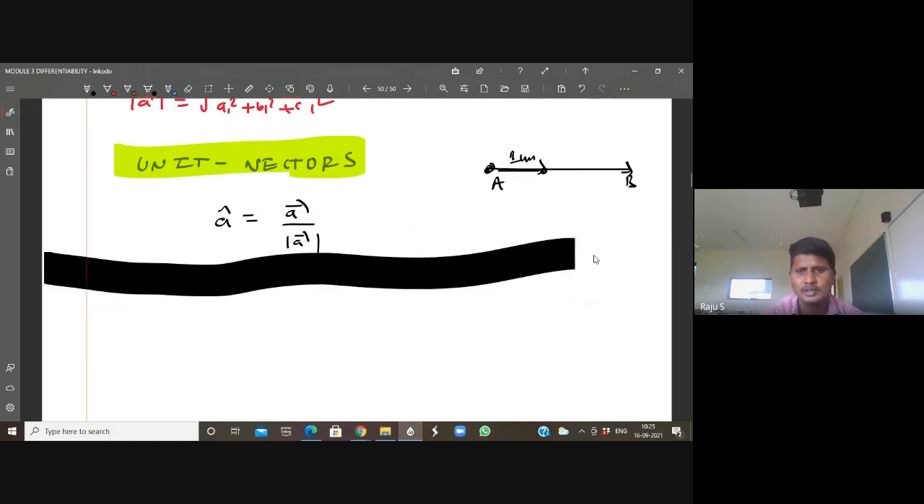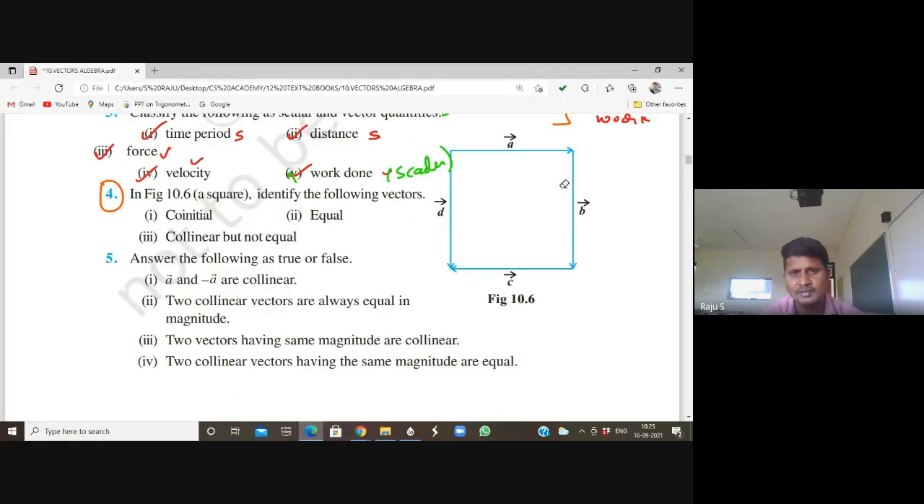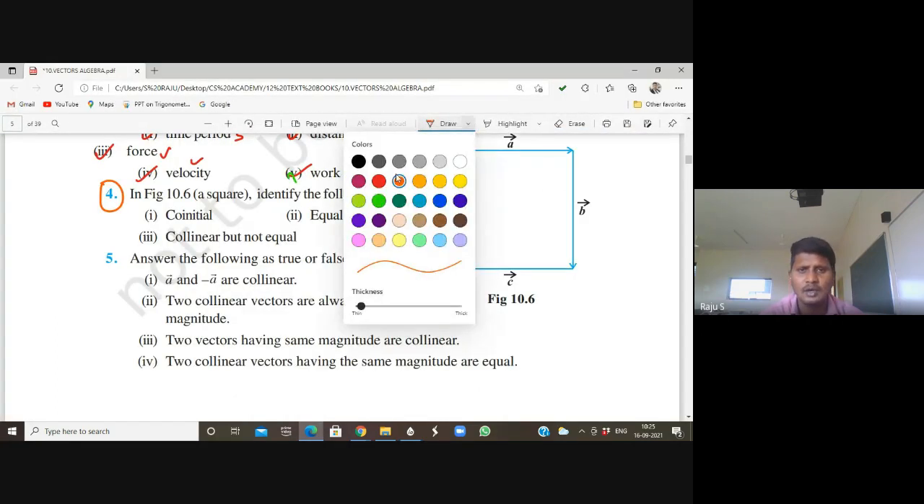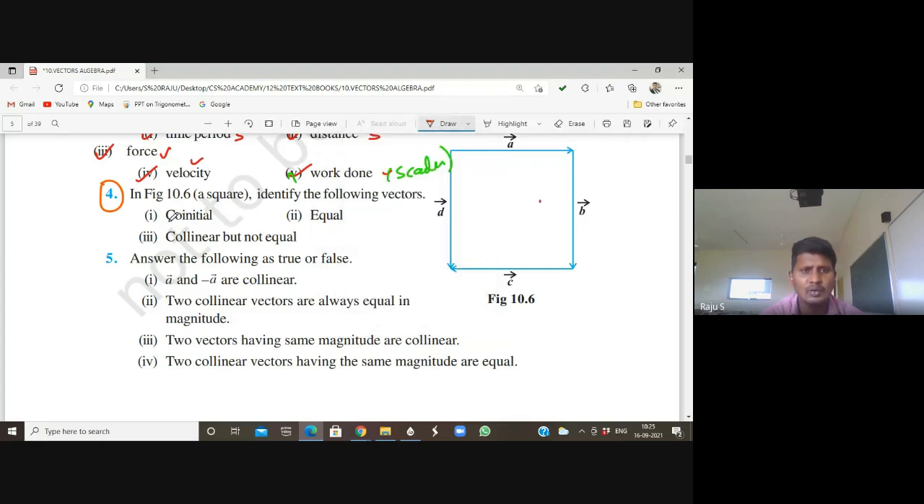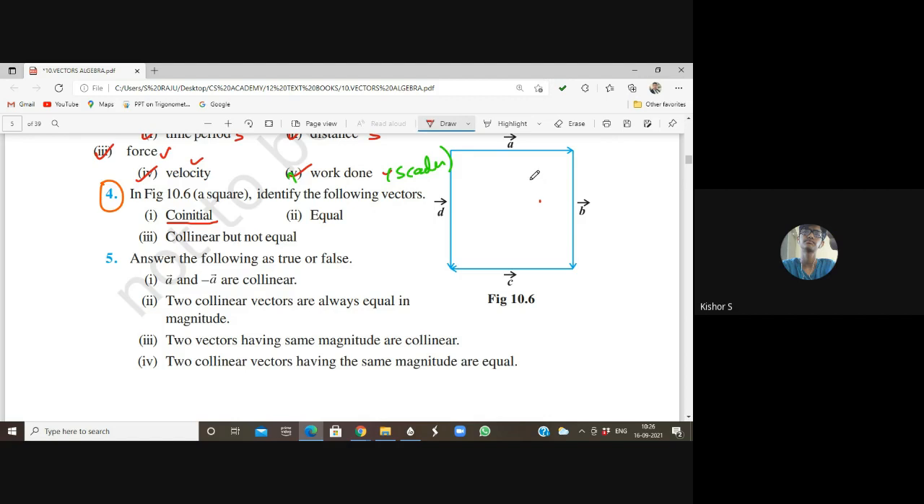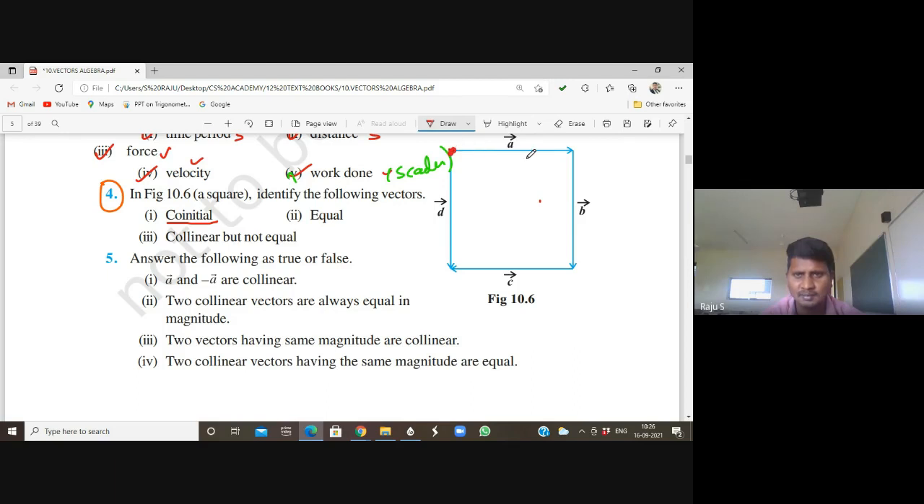This is about the unit vector. Now, I told you very clearly, collinear means parallel, and co-initial means the starting point is the same. Now, according to that concept, can anyone say what the co-initial vectors are in the given figure 10.6? It should be a square, and a square is nothing but all sides being the same. Yes, A and D. Exactly. See, the starting point is the same. A and D are the co-initial vectors.